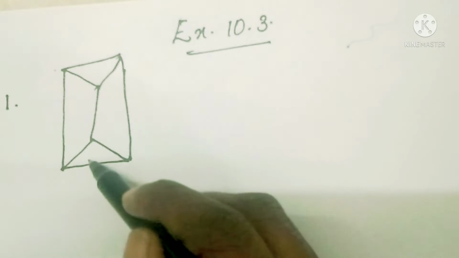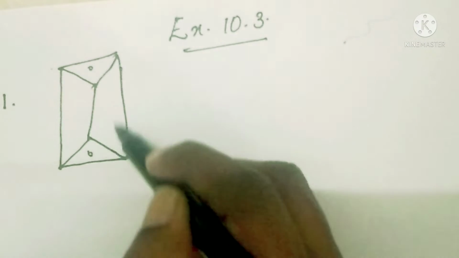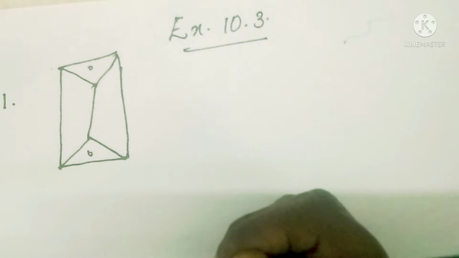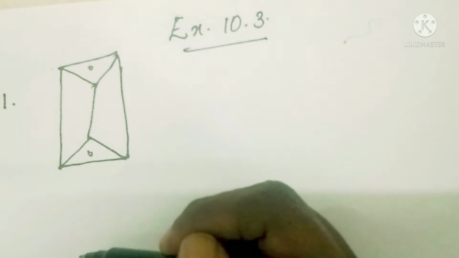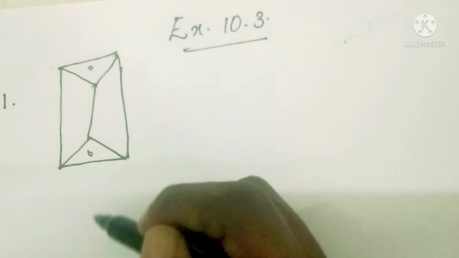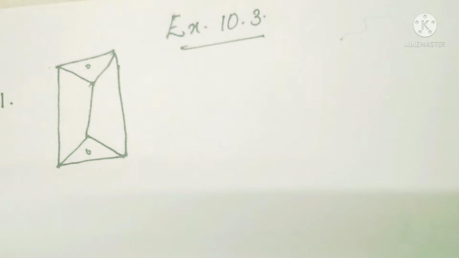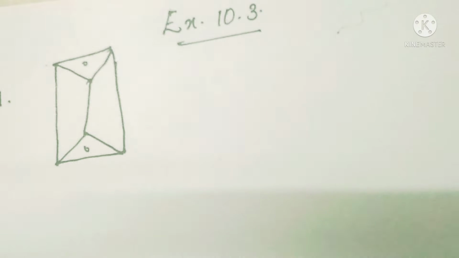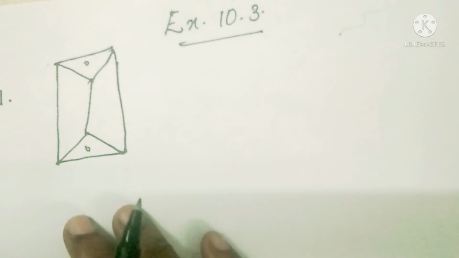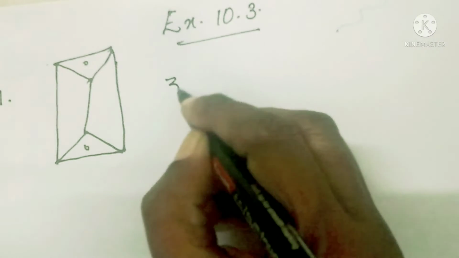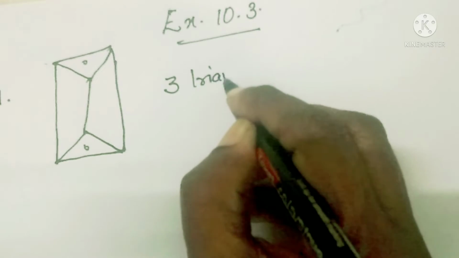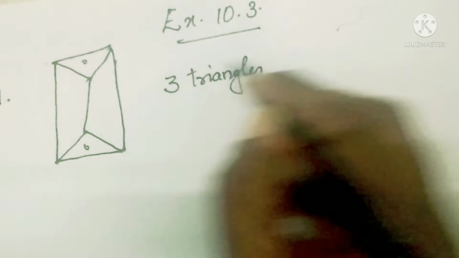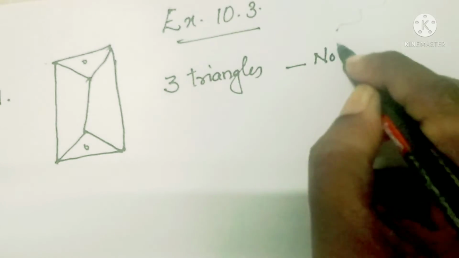One here, and all 3 sides 3 rectangles. So a minimum of 5 are needed. So here the question is, can you have a polyhedron with 3 faces, total 3 faces, 3 triangles only? Which is not possible. So with 3 triangles it is not possible.